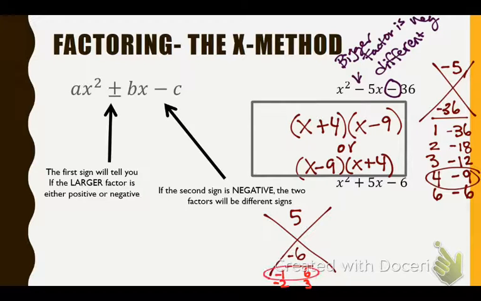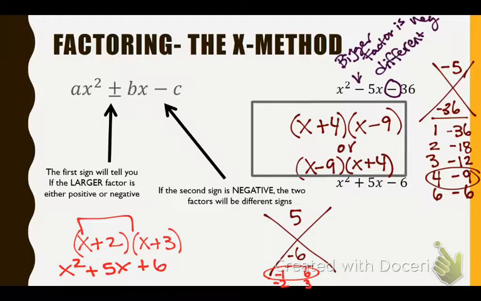Negative 1 and 6. Here's why I say a lot of people get it wrong. What's 2 plus 3? 5. Most students write x plus 2 times x plus 3. But that would not be correct because this says they're going to be different signs. If you had x plus 2 times x plus 3, you would end up with this. Is that the same thing we started with? No. So you have to make sure that your signs are correct.